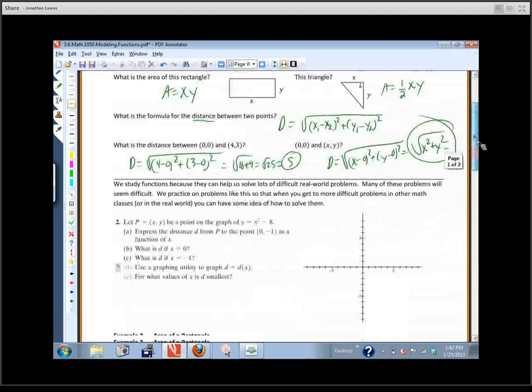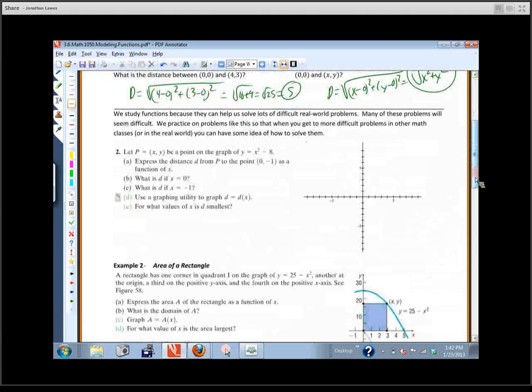And every one of these is a story problem. Now, that doesn't mean we need to freak out or anything. It just means we need to be a little bit careful about how we go through and do these. So, problem number 2, and this is directly out of your textbook. It says, let P equal xy. So we've got this point, xy.